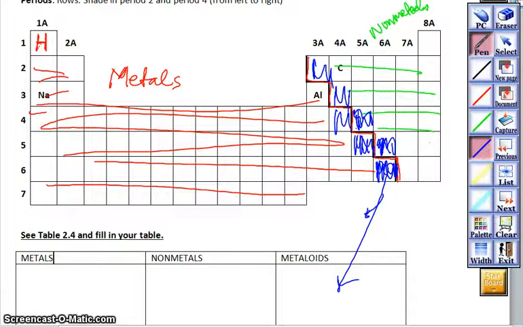They're more like metals in terms of their physical properties, so they look more like metals. They tend to be as hard as metals, but they behave more like non-metals in their chemistry. So if you do a reaction, they'll behave more like non-metals. All right, so go ahead and fill this table. Use your book to fill that table out.